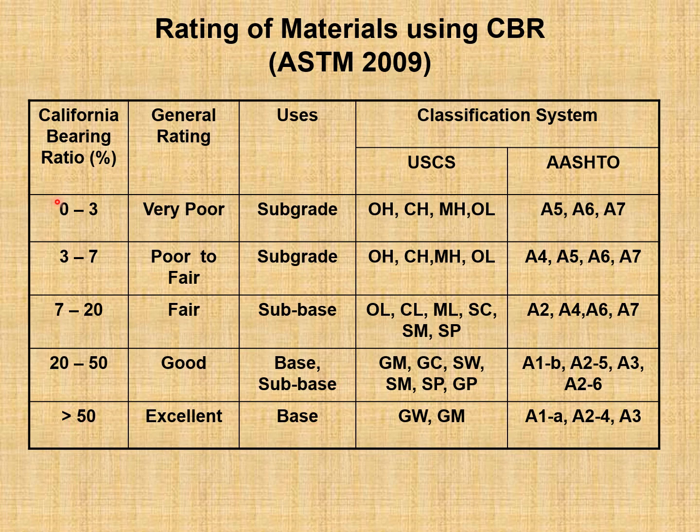And corresponding to these ranges of California bearing ratios, the classifications of different materials or soils are mentioned over here as per the Unified Soil Classification System and the AASHTO Soil Classification System. So generally these ranges are followed in the National Highway Authority, Pakistan.